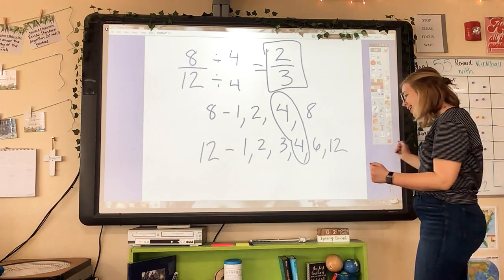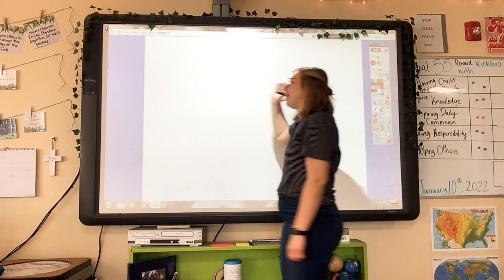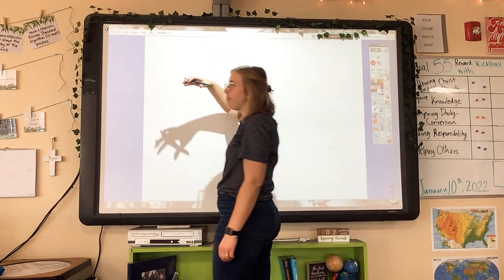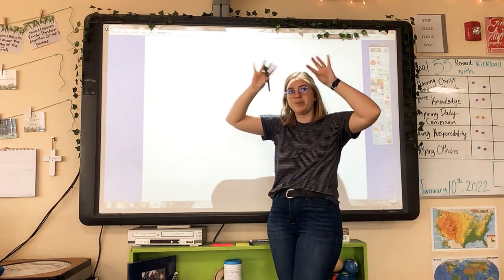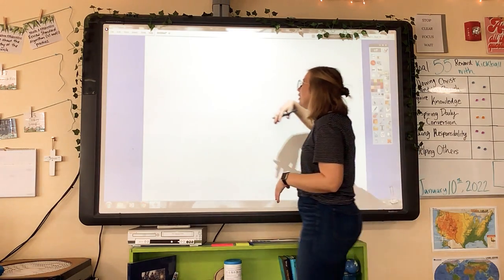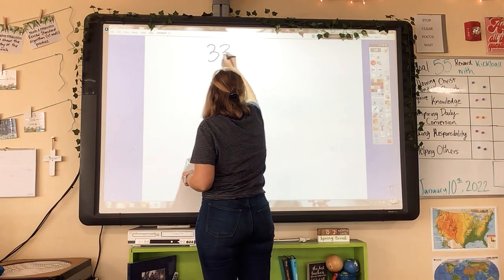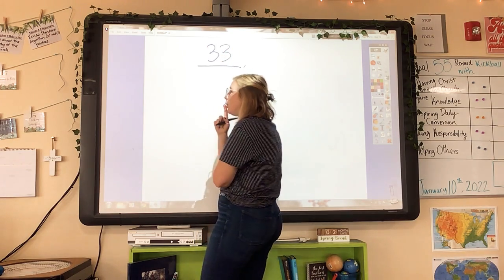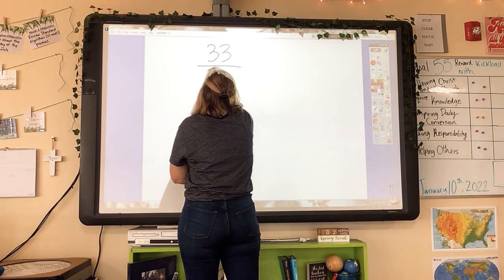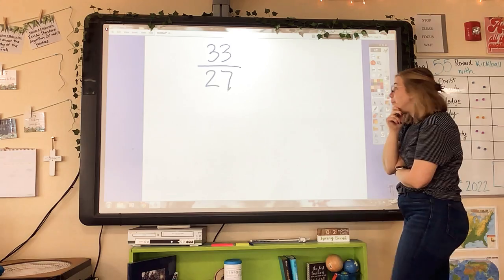You'll grasp it, okay? Last but not least, I'm going to show you changing an improper fraction into a mixed number. So remember, improper fraction means that the numerator is bigger than the denominator. So the top number is bigger than the bottom number. So let's say I had, I'm coming up with one on the fly here, 33, let's do 33 27ths, okay? So that's a funky number.